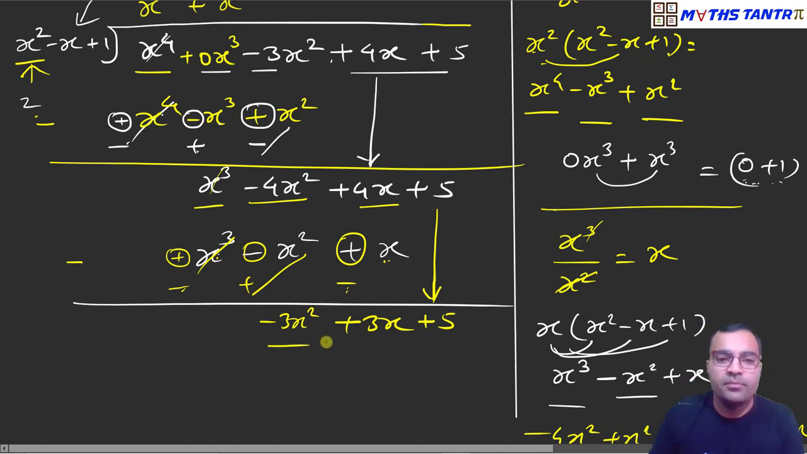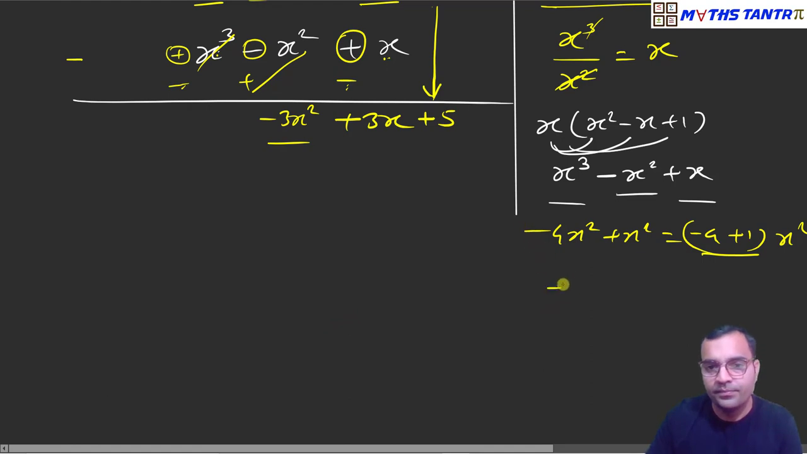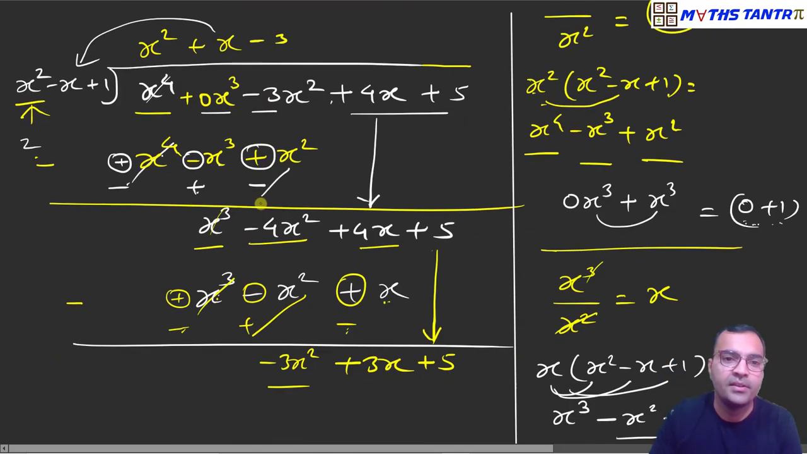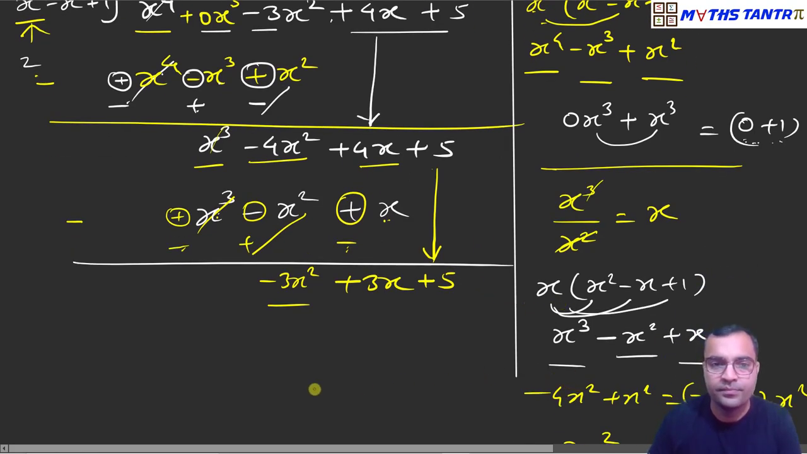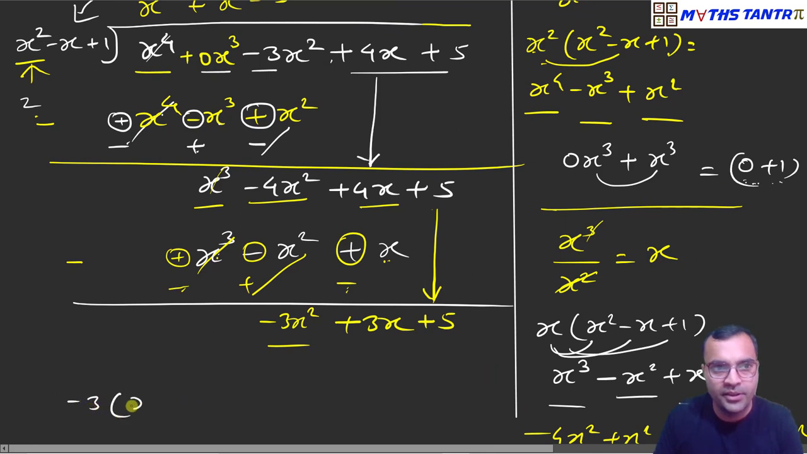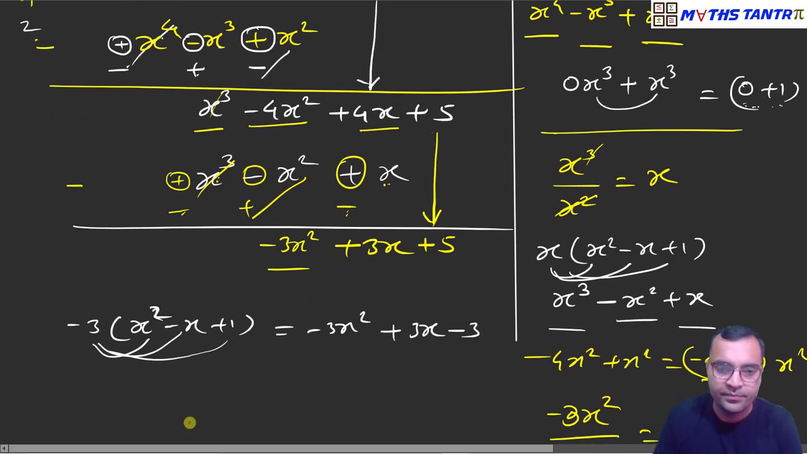Now, again take the first term. Take the first term, that is minus 3x square, divided by the first term of the divisor. You will get minus 3. This side minus 3. Now, by minus 3, we should multiply your divisor. Multiply by minus 3. What you will get? Let me write here. Minus 3 into x square minus x plus 1. What we will get? Minus 3x square plus 3x minus 3, right? Simple.